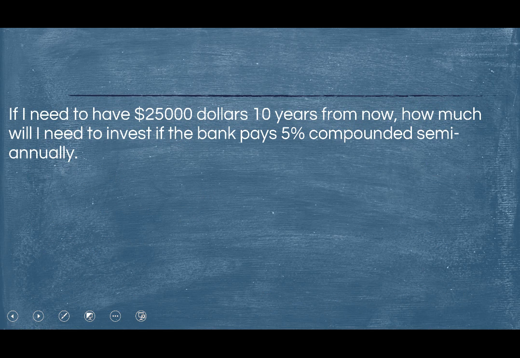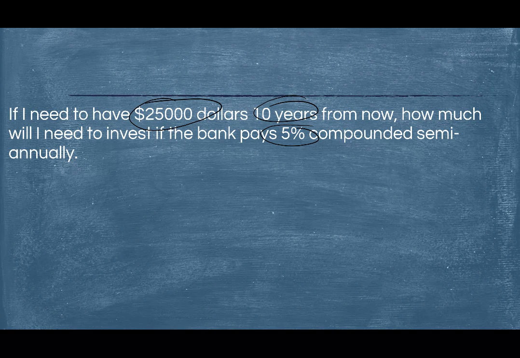The one other type of calculation you'll have to be able to do today is, what if you need $25,000 to, I don't know, pay for your education, buy a car, I don't know what you'll be up to, and you need it 10 years from now. The bank pays 5% compounded semi-annually. So let's calculate some of our things beforehand.